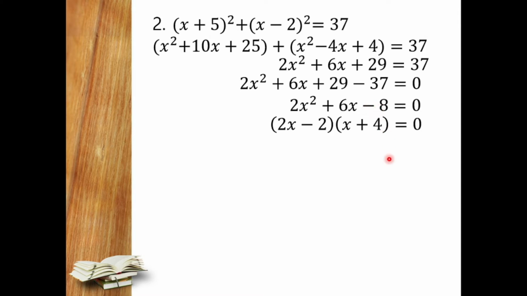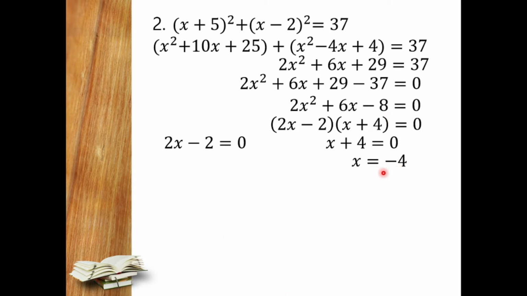So, take note, we make use of the FOIL method in checking whether our factors are equal to our trinomial or our quadratic equation. So, next, we apply the zero product property. We equate these factors equal to 0. So, therefore, we have 2x minus 2 is equal to 0 and x plus 4 is equal to 0. So, solving for the resulting equations, this first equation would give us x is equal to negative 4.